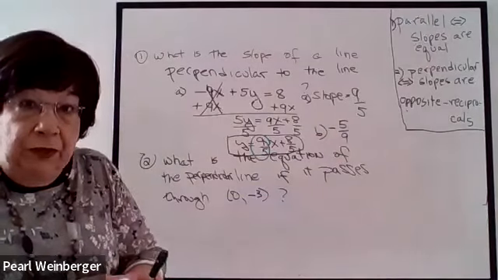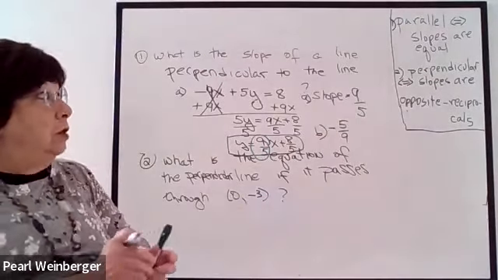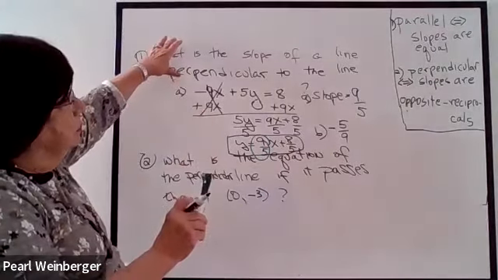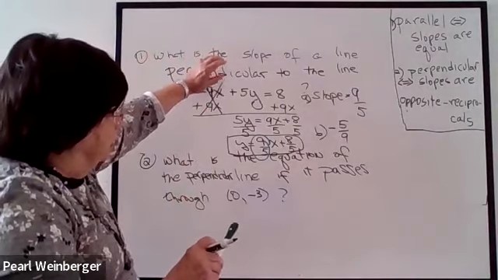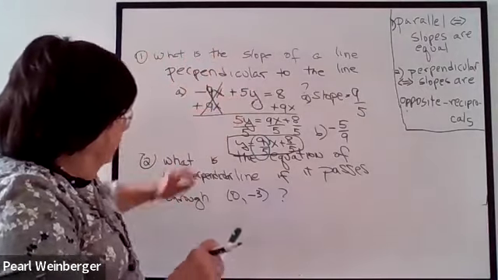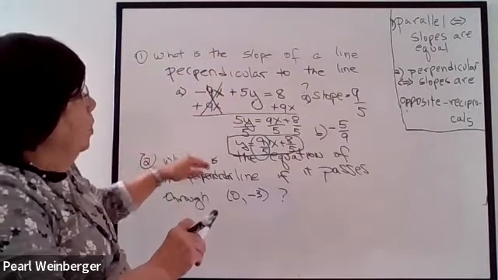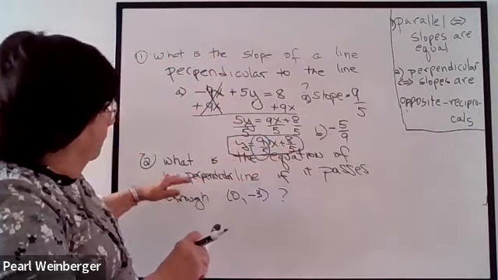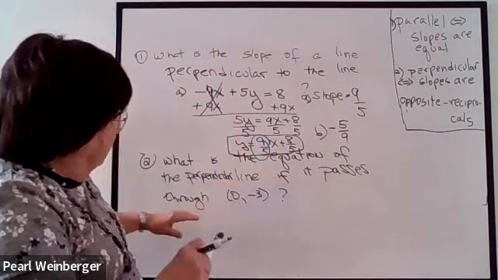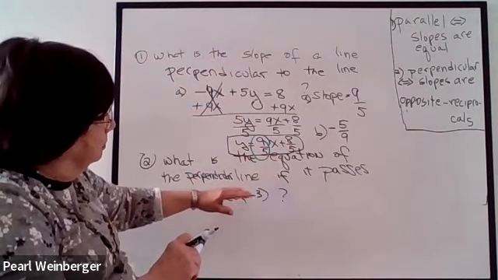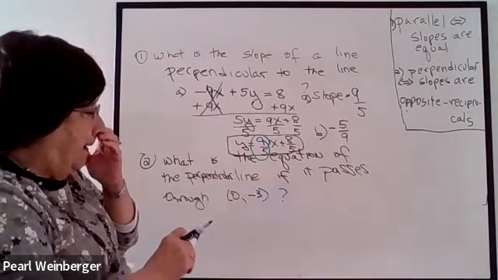Okay, let's go to the second question. The first question was just what is the slope of the line that's perpendicular to this line? The second question is what is the equation of this perpendicular line if it passes through the point (0, -3)?